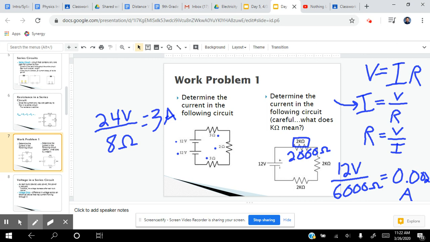Okay, so now you should be able to solve for total voltage. You're just adding it together. Total resistance, you're adding it together. And then total current, you are going to have to divide the two.